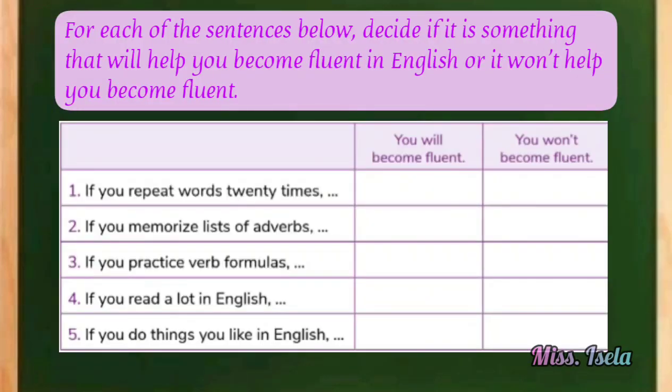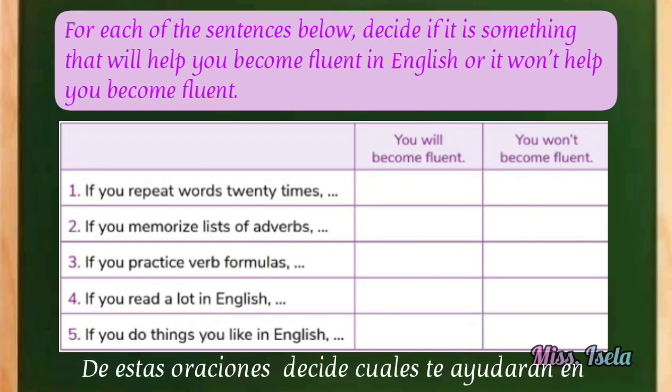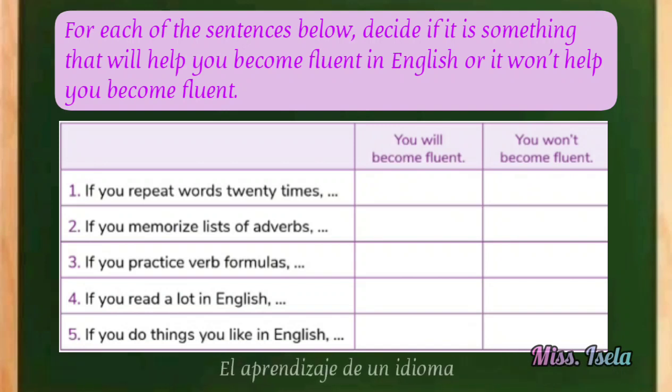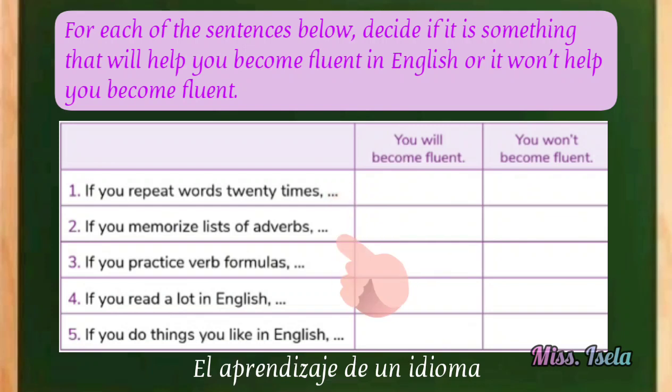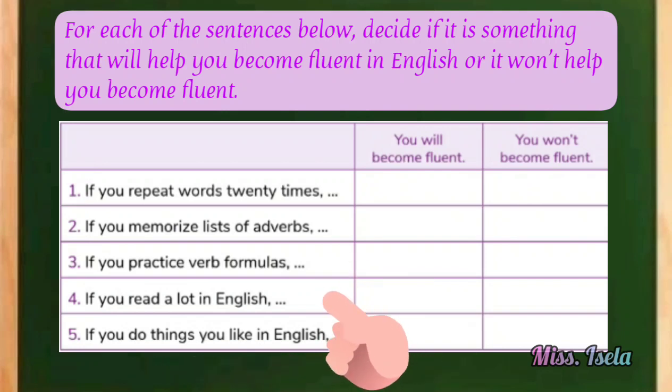Okay, now in your notebook you will do this activity, okay? Read, listen, pay attention. For each of the sentences below, decide if it is something that will help you become fluent in English or it won't help you become fluent. 1. If you repeat words 20 times. 2. If you memorize lists of adverbs. 3. If you practice verb formulas. 4. If you read a lot in English. 5. If you do things you like in English.